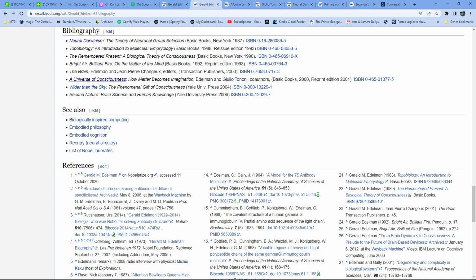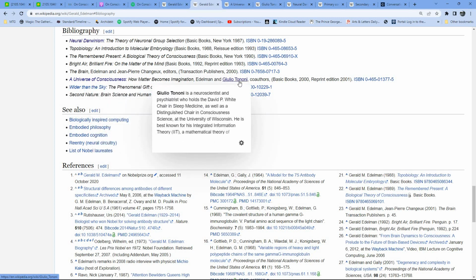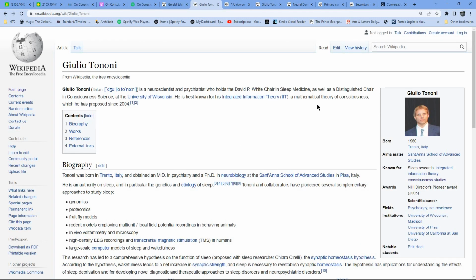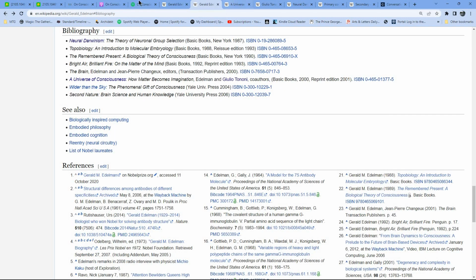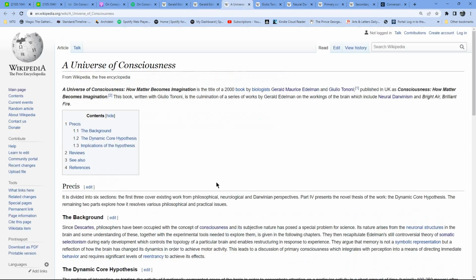Now, in exploring his bibliography, you can see there is a book he authored called Neural Darwinism. There was also this book, A Universe of Consciousness, which he co-authored with Giulio Tonini. I should have looked up the pronunciation. So here's the book they co-authored together, A Universe of Consciousness: How Matter Becomes Imagination.